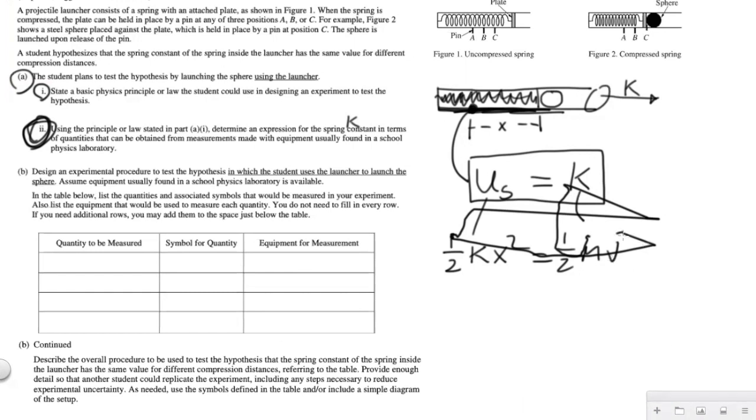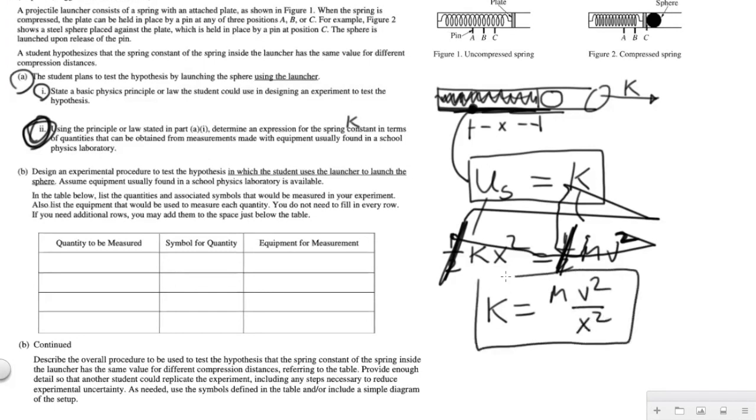Okay, so that should be a squared right there. The 1/2s cancel out, and we're solving for K. K is going to be mv squared over x squared. And this is all measurable.